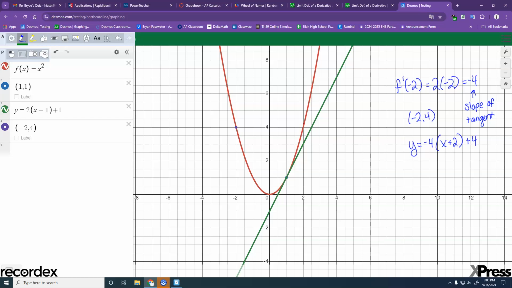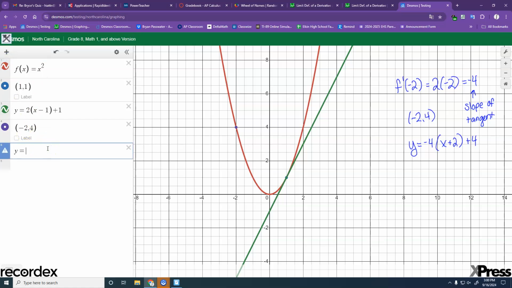So if I graph that one here, y equals -4 times x plus 2 plus 4. Oh, 4, not 3. And that will give you, oh, I've messed up some. Oh, thank you. Okay, that'll give you the tangent line at that point there.